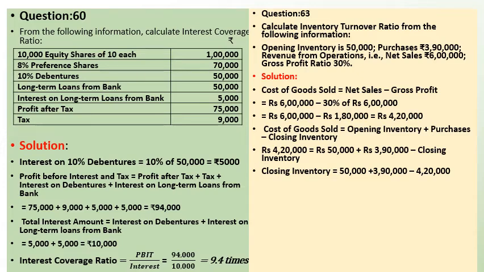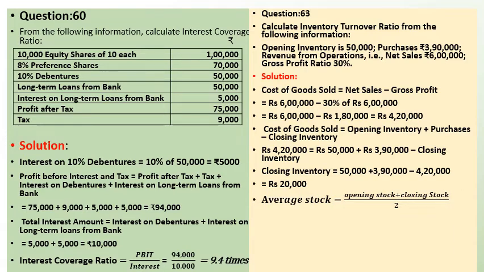So we'll calculate the cost of goods sold. 4,20,000 is equal to 50,000 opening inventory plus net purchase given 3,90,000 minus closing inventory. So closing inventory, by solving this one, we'll get 20,000.